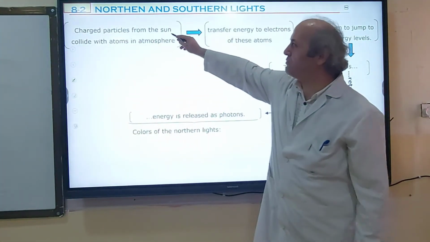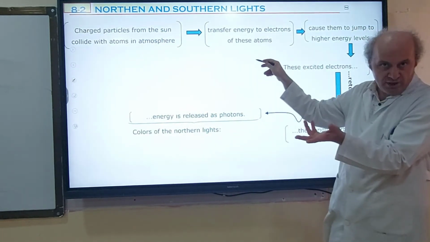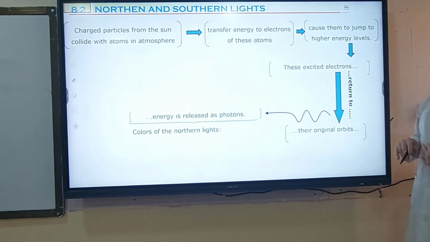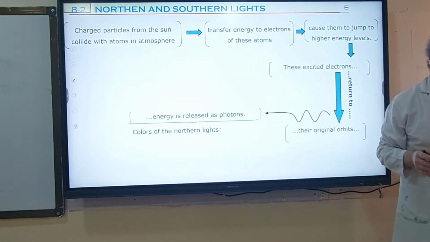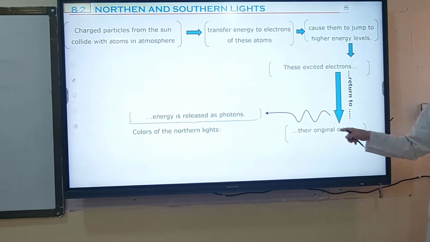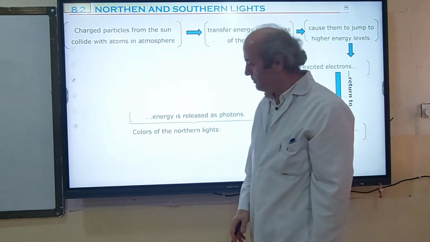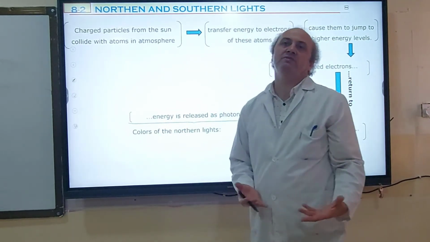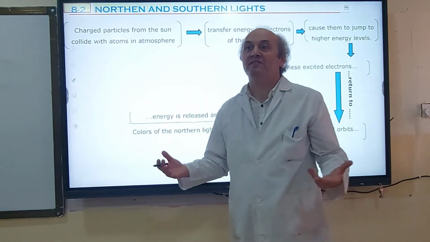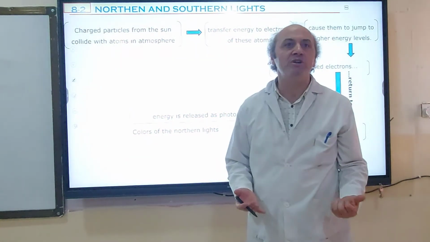Shortly, charged particles from the sun collide with the atoms in the atmosphere, transfer energy to the electrons of these atoms, and cause them to jump to higher energy levels. Because we know that excited electrons never stay there. They spontaneously go down to the lower energy levels, returning to the original energy levels by emitting light, emitting a photon. So, because of these photons, there is a light. And because every different atom has a different color, we are going to see the color of the light coming from the nitrogen and oxygen.